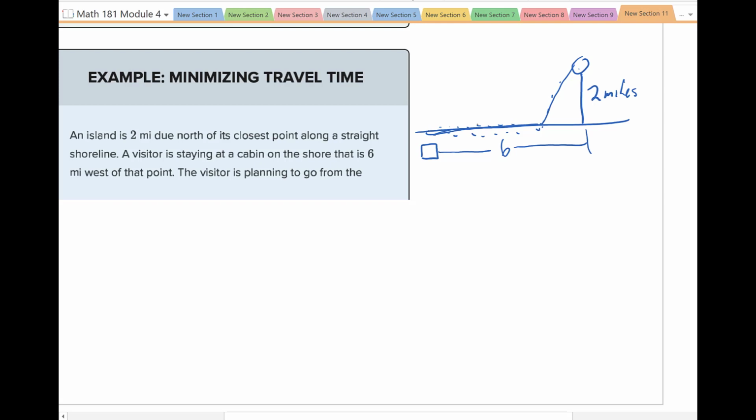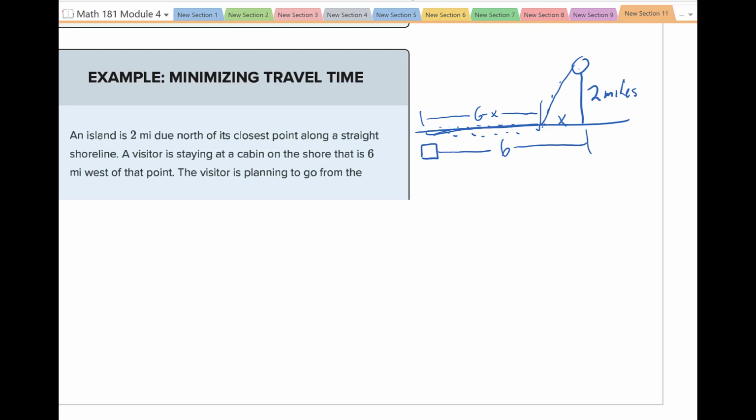So this is how I like to do it, because I don't like to have too many complicated things inside my radical. So I'm going to call this x and call this part here 6 minus x. The book did something a little different than that, but this is how I prefer to do it.